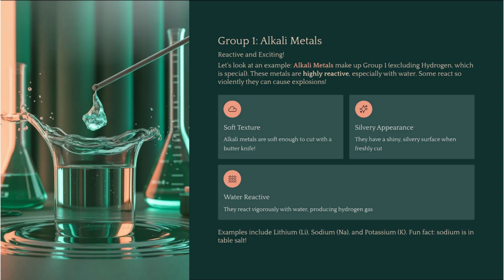Let's look at an example group. Group 1 elements, known as the alkali metals. These are some of the most reactive elements on the entire table. Think of sodium, Na, or potassium, K. They want to get rid of that single outer electron so badly that they react violently with water or air. If you saw a demonstration, you'd know why they're stored in oil.